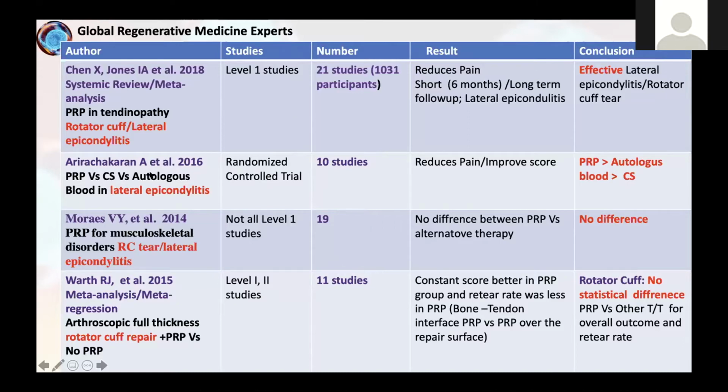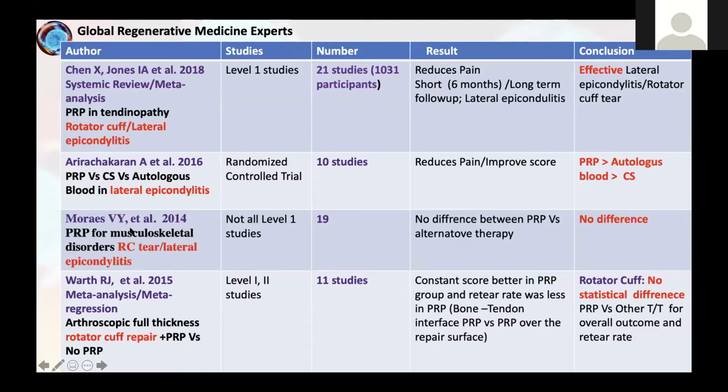Then another article is by Eric Chakran in 2016, and they also included randomized control studies. There were 10 studies and basically they compared PRP with the steroid and also with the autologous blood. And they found that PRP is better than the autologous blood and autologous blood is better than the steroid. When you use the whole blood, then the pain and swelling is more in comparison to the PRP. So it reduces pain and improves the score.